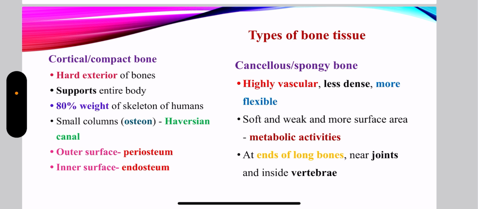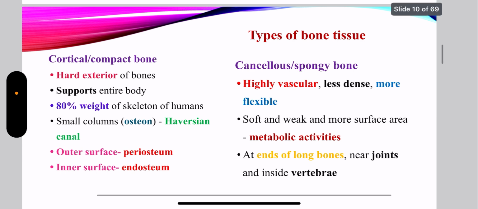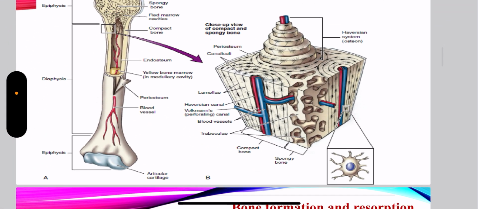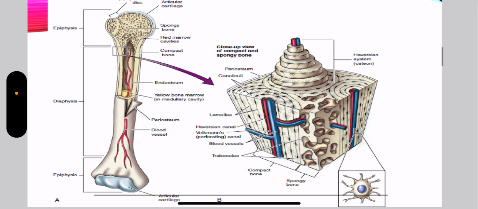Now, what are the sites of these spongy bones? These are located at the end of long bones near the joints and inside the vertebra. Here also you can see the spongy bone. That is a representation of the structure of bone.